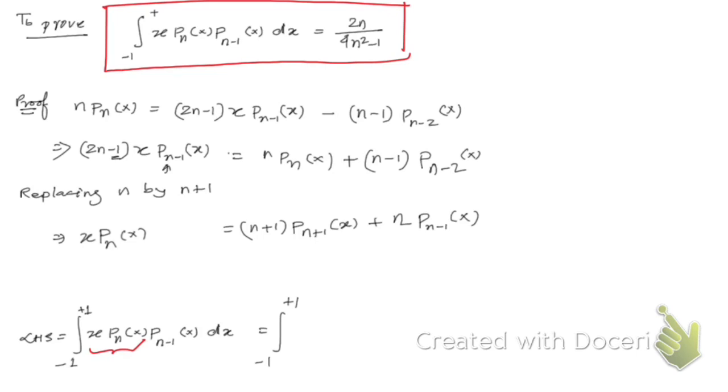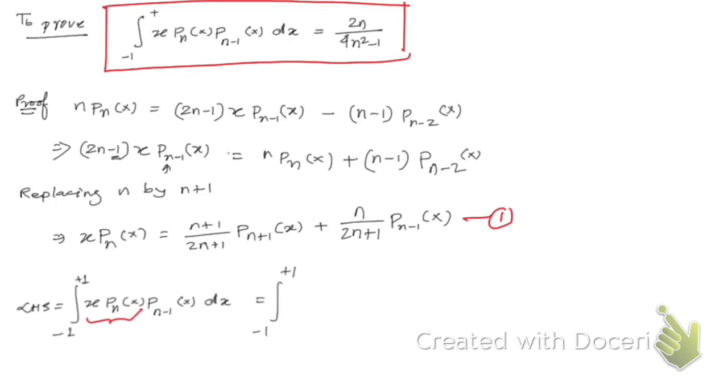Then here we're gonna have (n+1)/(2n+1) into P_{n+1}(x). Then here we're gonna have plus n/(2n+1) into this. That's what we're gonna have, right? So let me take this as equation number 1, and from 1 we're gonna replace this value of this by this result.